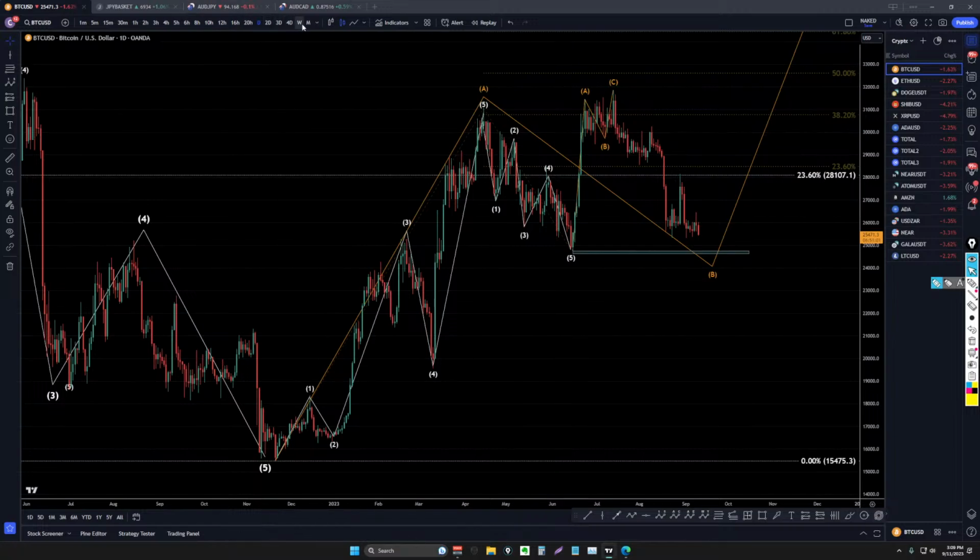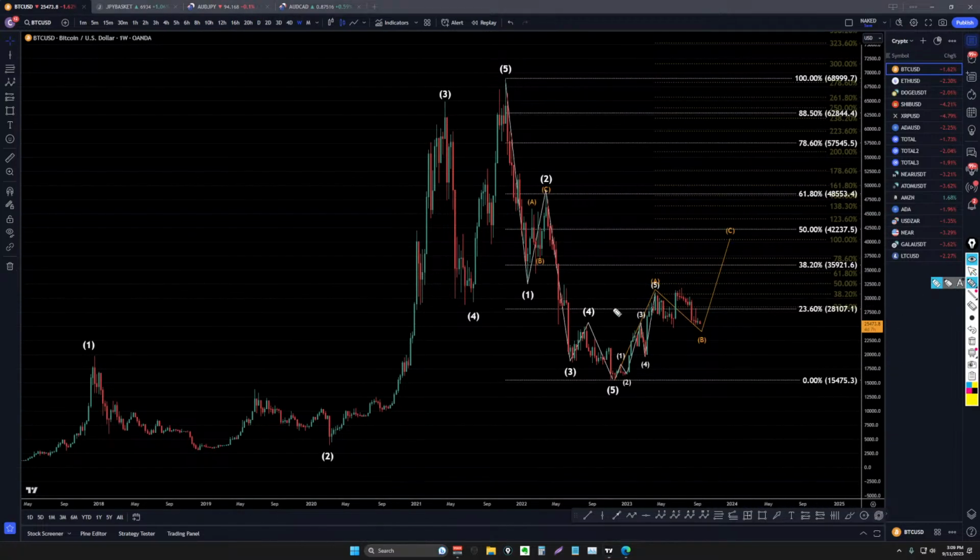Because on a weekly time frame, I still think this is a wave B. 1, 2, 3, 4, 5, A. 1, 2, 3, B. C. 42,000 and then back down again.